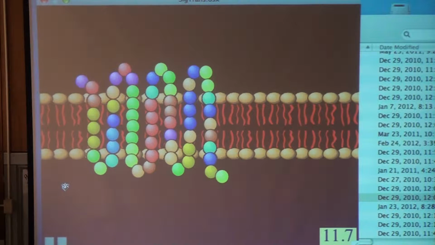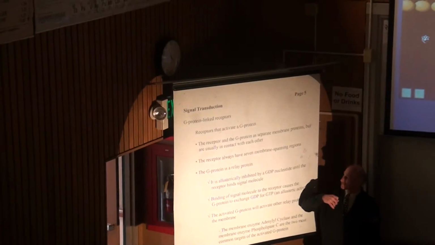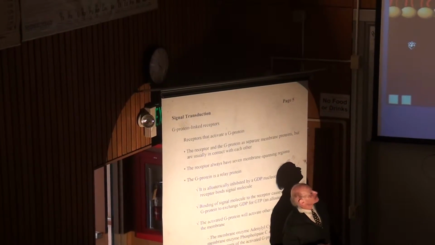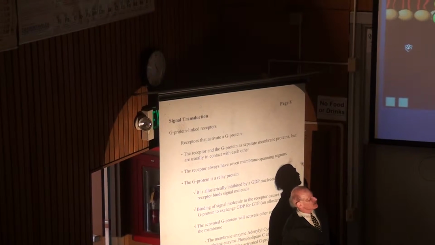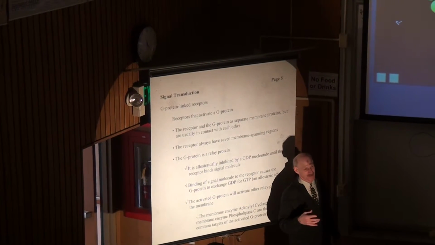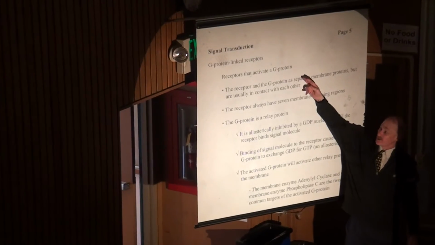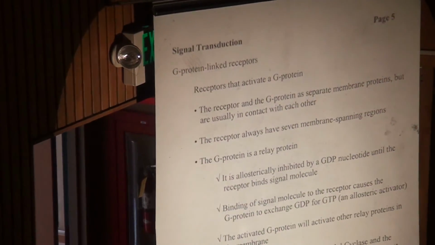Now, why do G protein linked receptors have 7 of these membrane spanning domains? I don't know. I don't know if anybody's ever come up with an explanation for it. It's just one of the characteristics of this type of signal molecule receptor. Sometimes you hear them called 7-pass receptors. That's like an alternative name for this type of receptor.